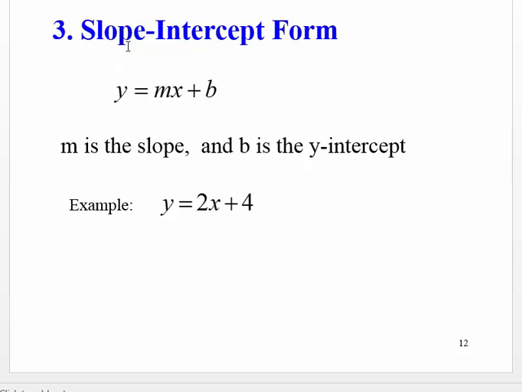So the third part, slope-intercept form, basically has y is equal to mx plus b. m is the slope, and b is the intercept. For example, y is equal to 2x plus 4. So the slope, m, is equal to 2, and the y-intercept, b, is equal to 4.